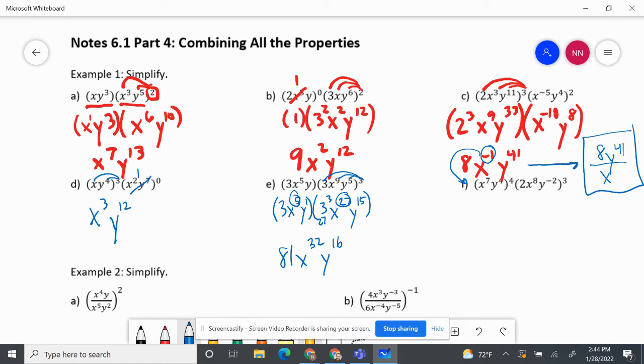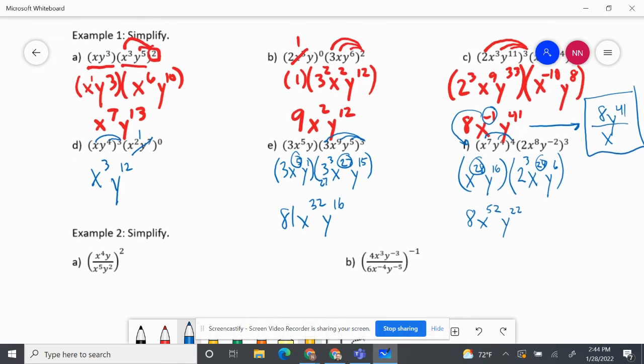And looking at letter F, we're going to do the same thing. We're going to take the exponents, and we're going to distribute it to each part. So we have x to the 28th, y to the 16th. We have 2 to the third, x to the 24th, and y to the 6th. 2 to the third we know is 8. 28 plus 24 gives us 52.